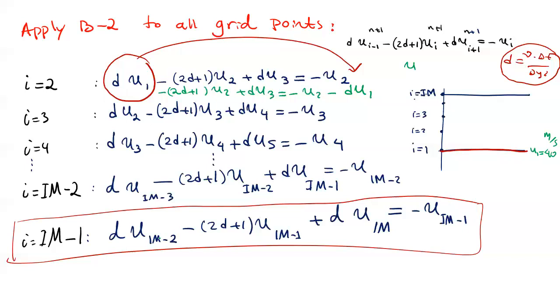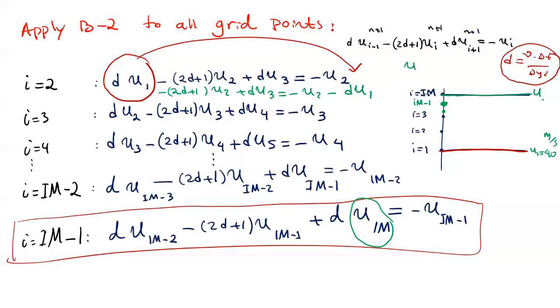I also need to treat the last one here, which is IM minus 1. Let's assume this is your maximum top plate, which we call maximum I, or capital IM. This is my IM minus 1 before that, right? And if you look at this, I have d u(IM minus 2), minus (2d plus 1) u(IM minus 1), plus d times u(IM) equal to that. Which one is the boundary condition? Exactly. U(IM) is given, and that's equal to 0 because that's the velocity of the fluid on the top surface, the upper boundary condition. Make sense?